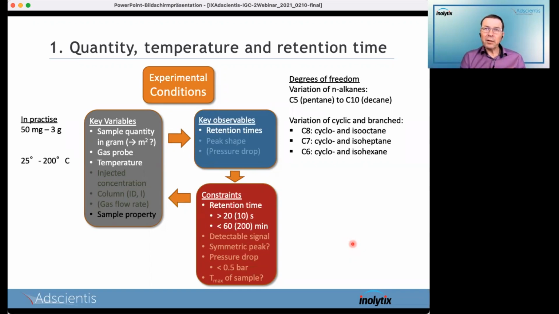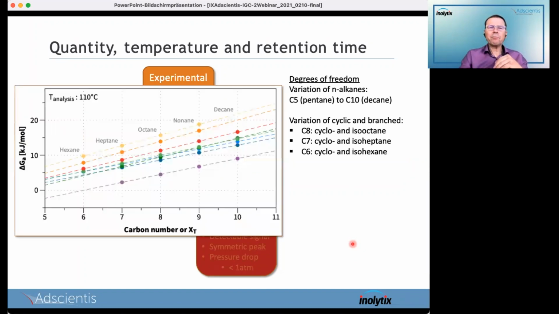We also employ, as I mentioned in the beginning, cyclic and branched molecules. Here we usually have the C8 series, so cyclo and isooctane, but if the retention times are too long, then we can employ also shorter cyclo and isoalkanes, as mentioned here. Let's take an example here.